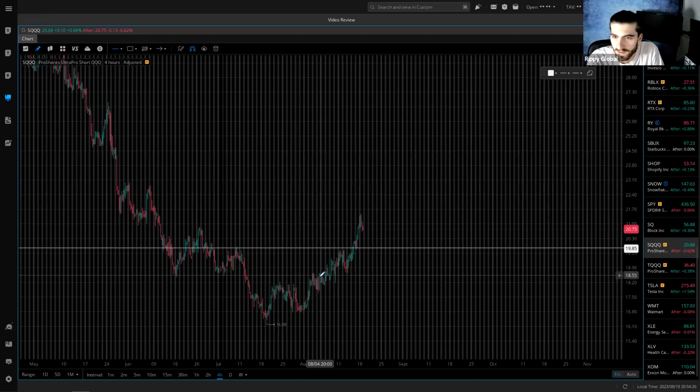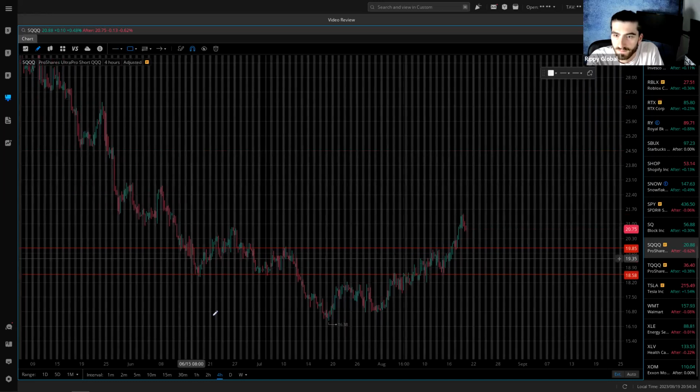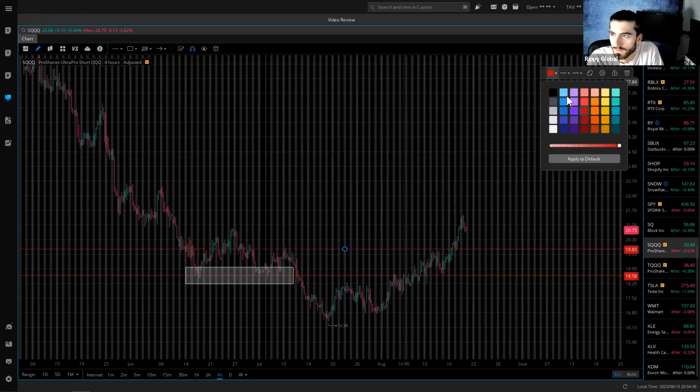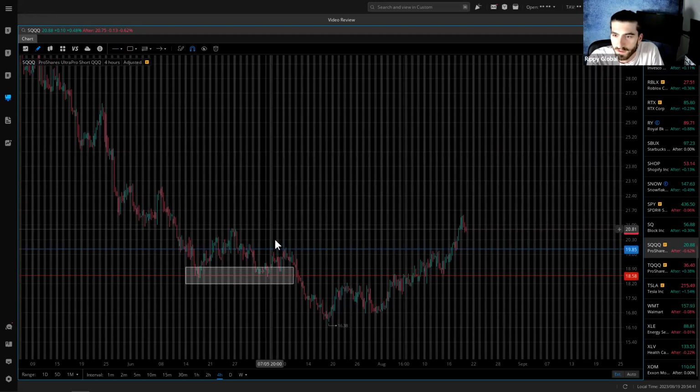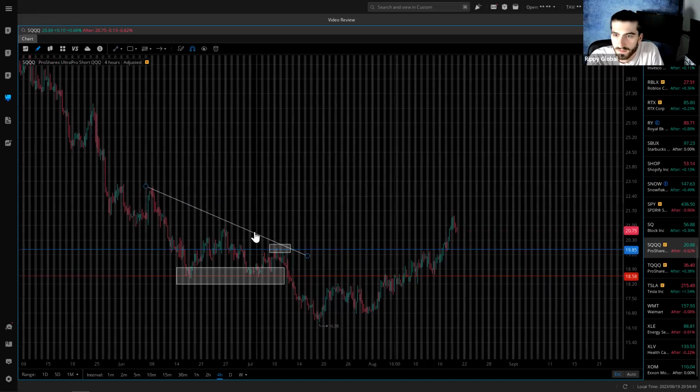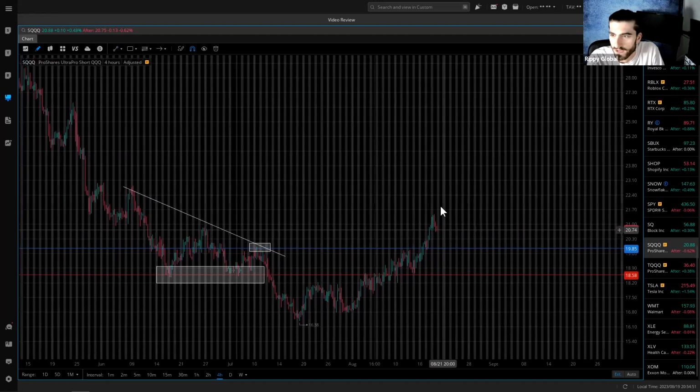If we break underneath that, we have another nice level at $18.50. And the reason for that is this double bottom. And the reason for the level above, the blue level, is because of the failed breakout right here, which kept us in trends of lower highs. So currently we're trying to break out.